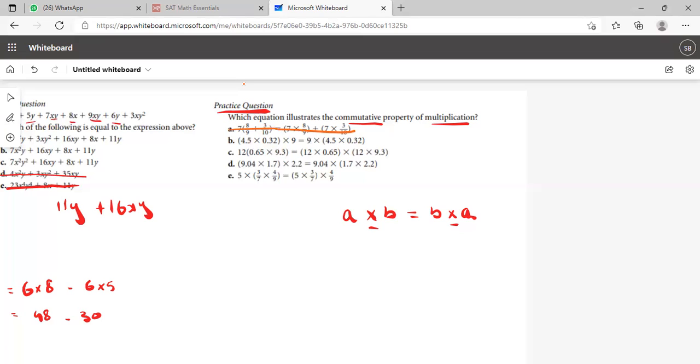Okay, let's see. So this is the second option where we have two numbers. This is the first number, and this is the second number, and then this number is coming here, and this number is coming here. So which property is it?